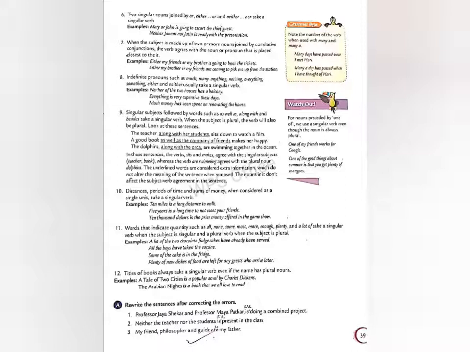Next is indefinite pronouns such as much, many, anything, nothing, everything, something, either, neither usually take a singular verb, like each, every, anything, something. They all are treated as the singular subject in the sentence and they will have a singular verb in it only. Then we have 9th point, that is singular subjects followed by words such as well as, along with, besides take a singular verb. When the subject is plural, the verb will also be plural.